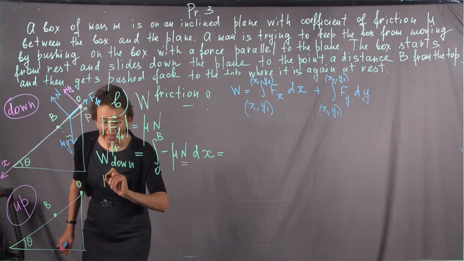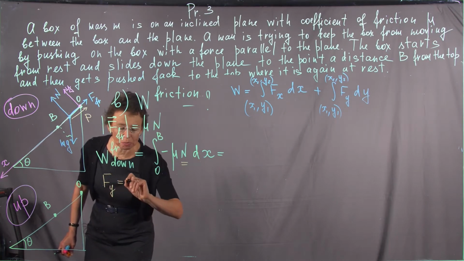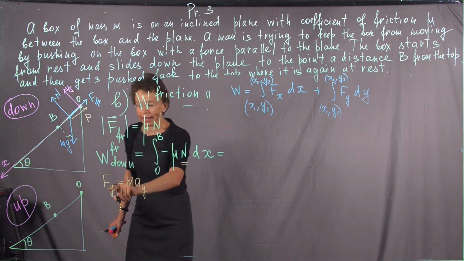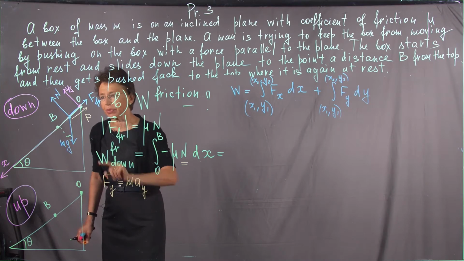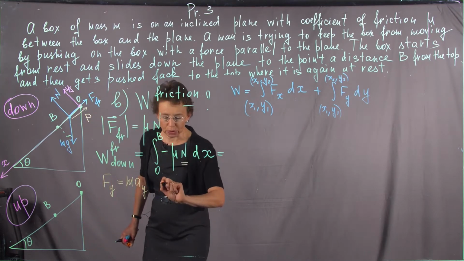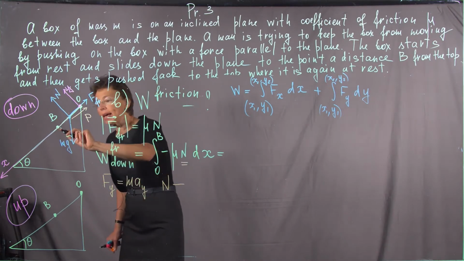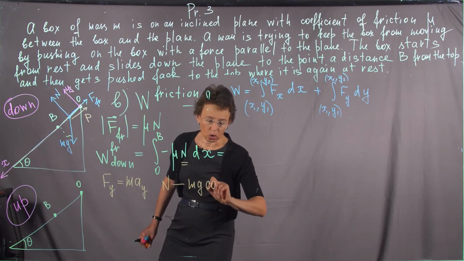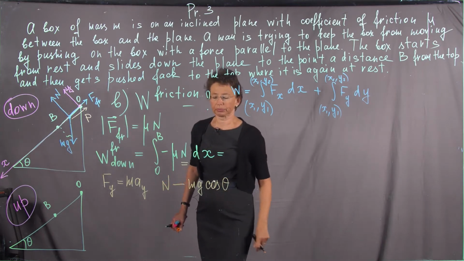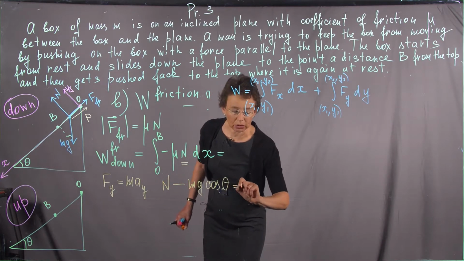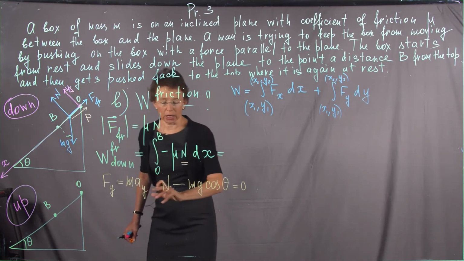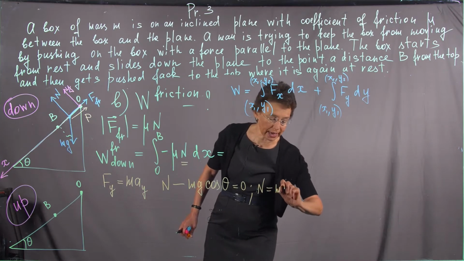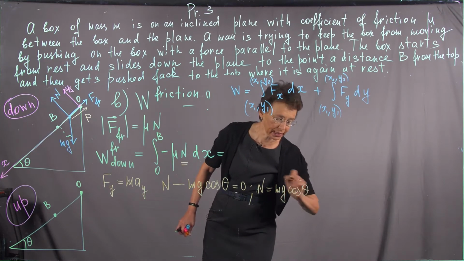To find n, I will use projection of second law in y. So what is F net F sub y? It is normal force minus mg cosine theta. And this is equal to 0. The box is not jumping perpendicular to y. Ay is 0. So I know normal force, which is mg cosine theta. Great.